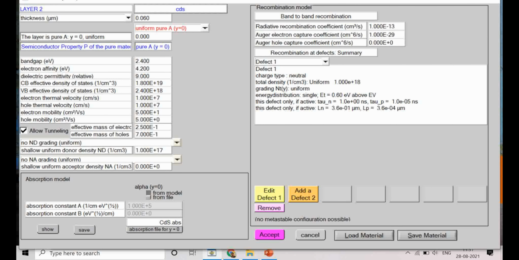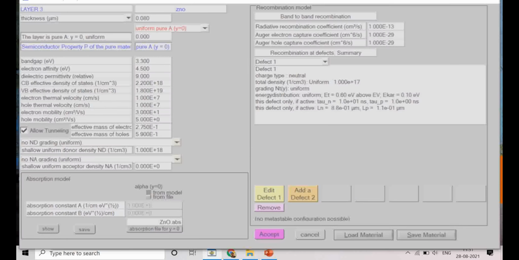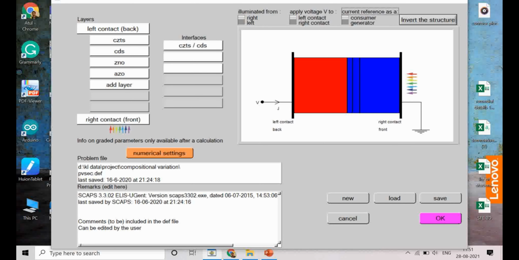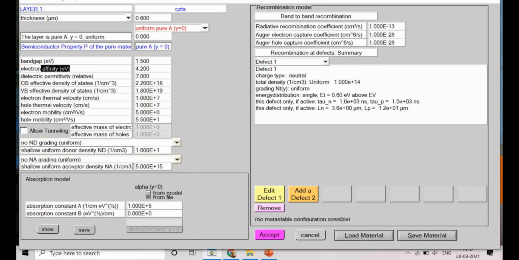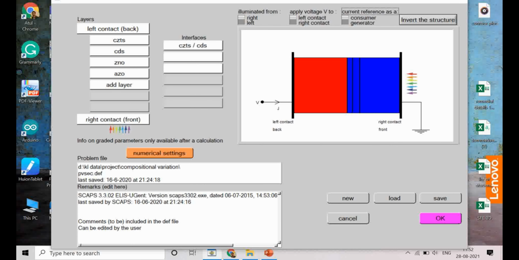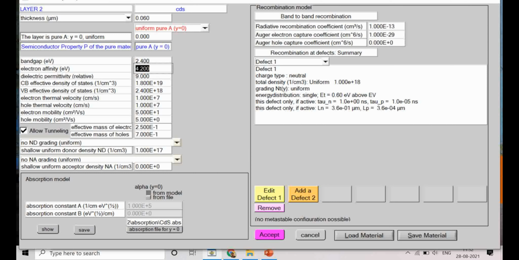Now in this structure, you just check at the CZTS and CDS what the conduction band offset is, whether the energy level of the conduction band of CZTS and CDS is matching or not. That is defined by the electron affinity values. The electron affinity of CZTS is 4.2, and CDS is 4.2 again. So they are perfectly matching in our case. Now I will show you what role this CBO, or conduction band offset, plays.